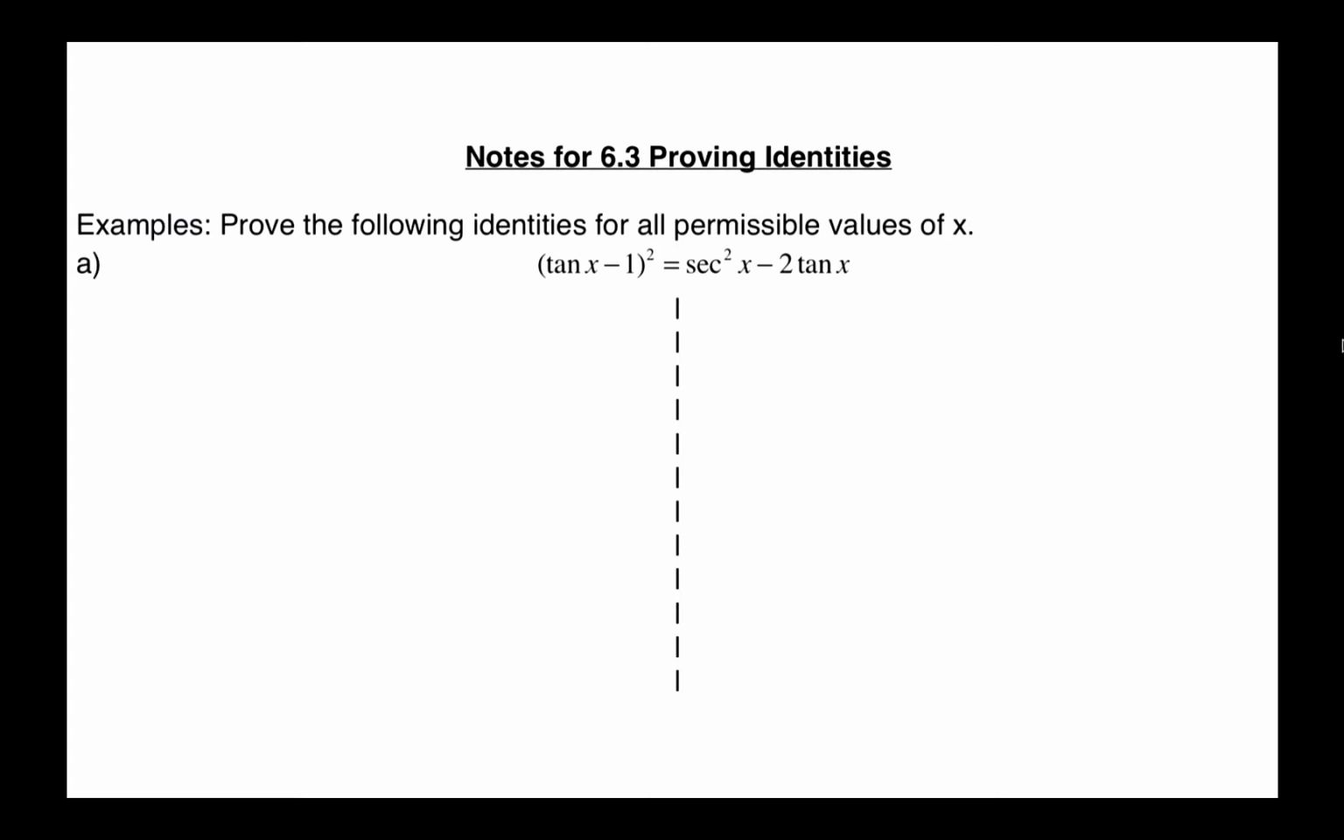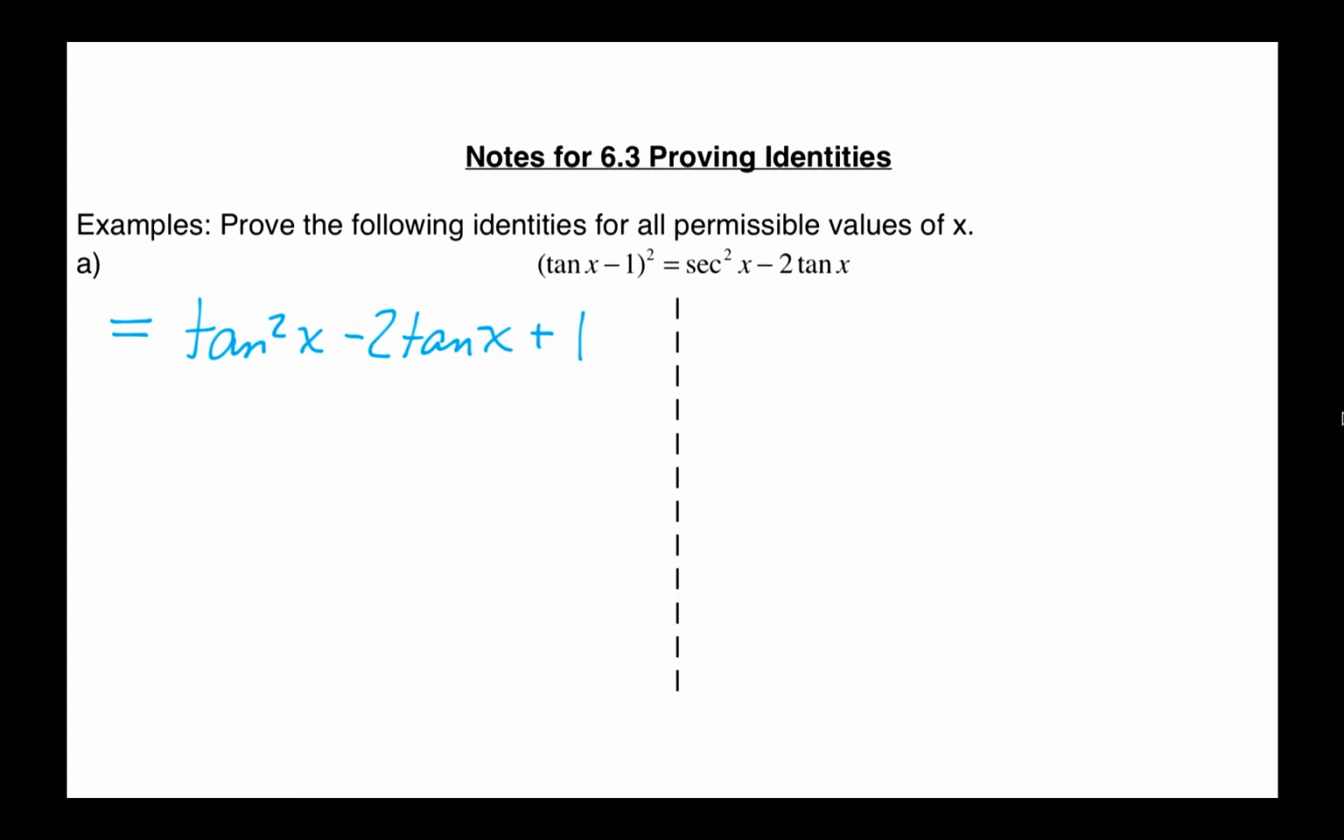So let's focus on the actual proving part now. And what I notice with this proof to be done is that on the left-hand side, we've got this tangent x minus 1, which all of it is squared. And one of the things that I can do is I can do some expansion, right? I can do tangent x minus 1 times tangent x minus 1. And here's what I would get as a result.